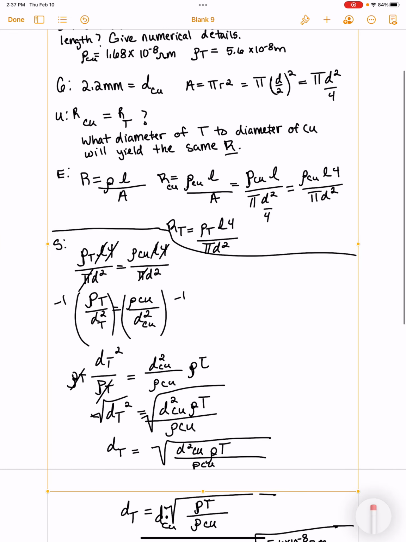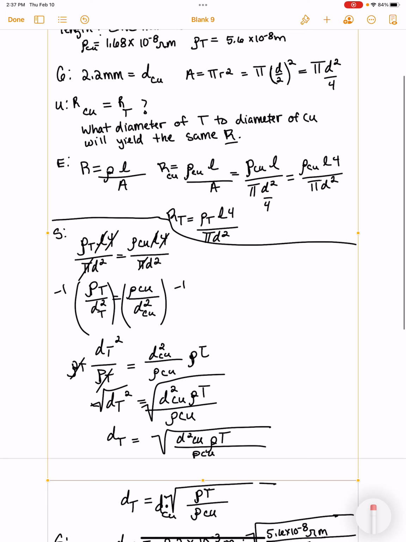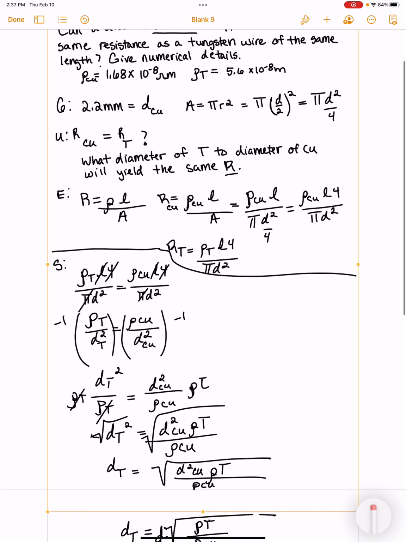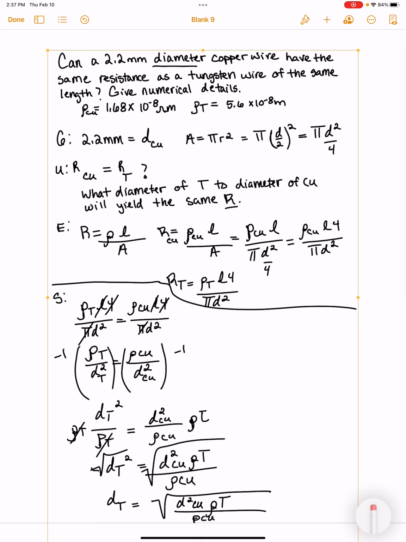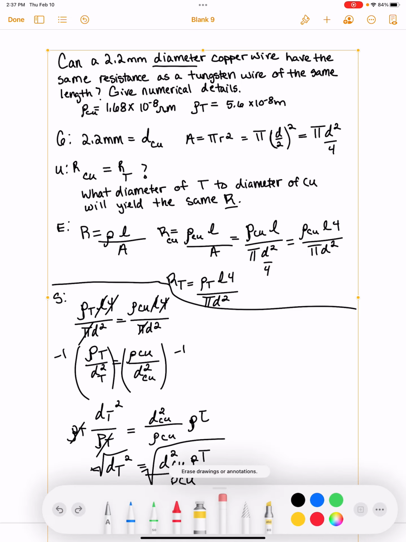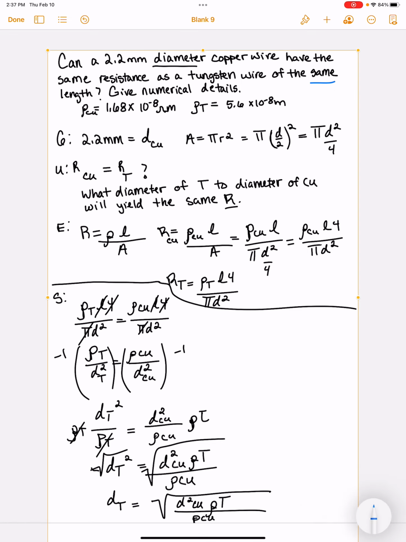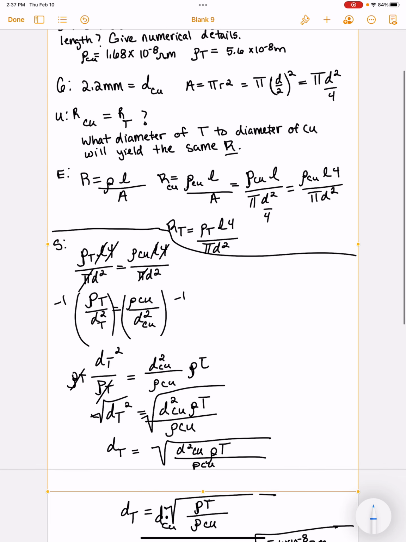And so what we want to know is what diameter of tungsten, compared to the diameter of copper, will yield the same resistance. Since these are going to be the same length, the only way to get the tungsten to equal the same resistance as the copper wire is going to be based on the diameter.